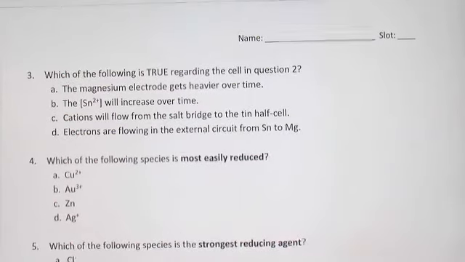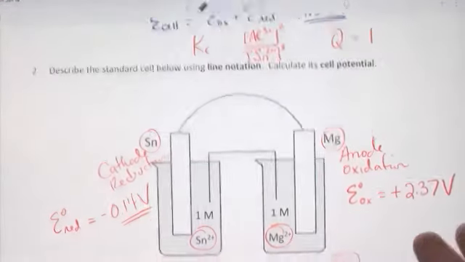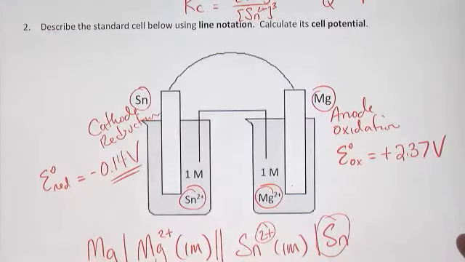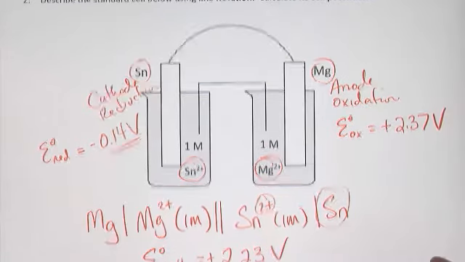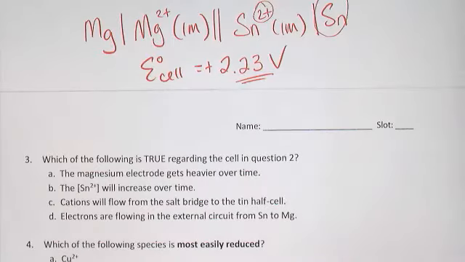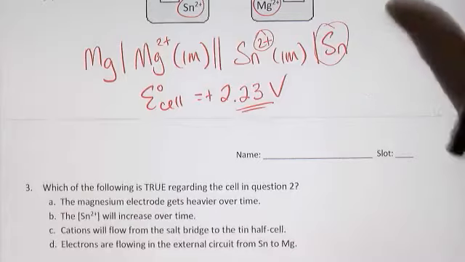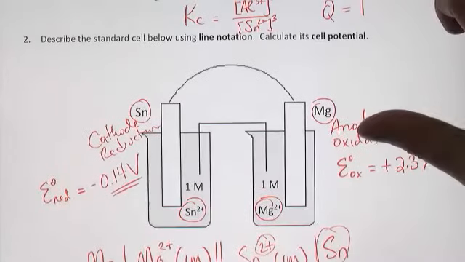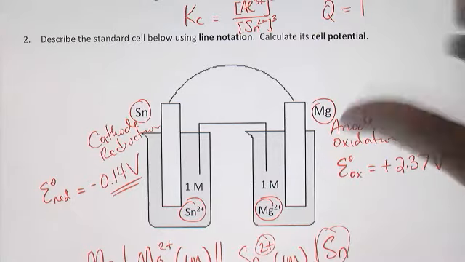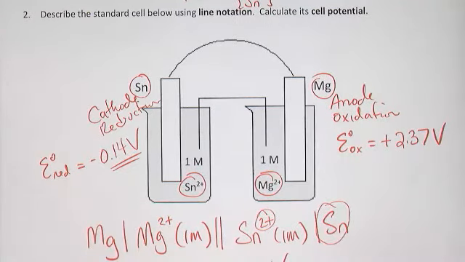Okay, number 3, we were talking about this battery earlier. Magnesium metal and magnesium ions in our anode, tin and tin 2+ in our cathode. Which of the following was true about that cell? So would magnesium get heavier over time? Magnesium was the anode, wasn't it? Yes. And the anode gets oxidized. So what's the reaction happening there?